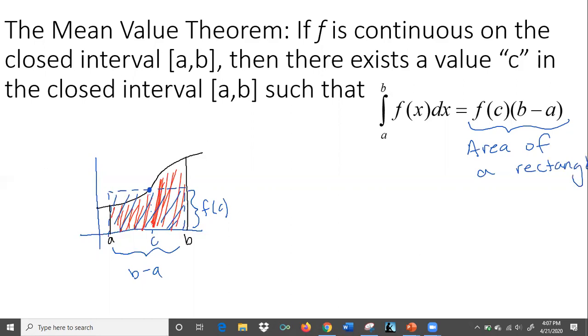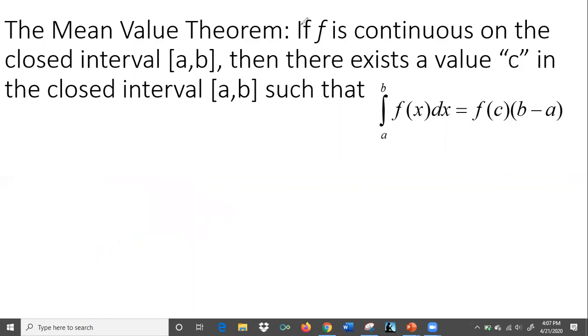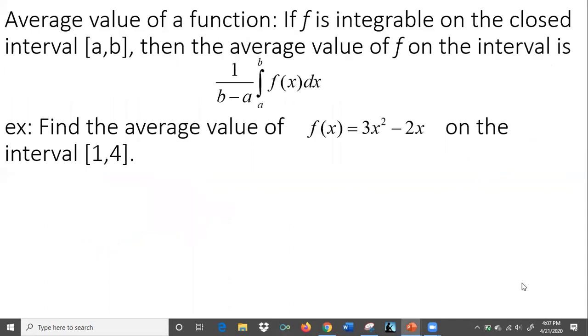So there is some value of c within the bounds of a to b such that the area of this rectangle will be exactly the same as the area underneath the curve. Okay, this is just something to keep in mind. We have one more thing we're going to talk about. Last thing is going to be an average value of a function.